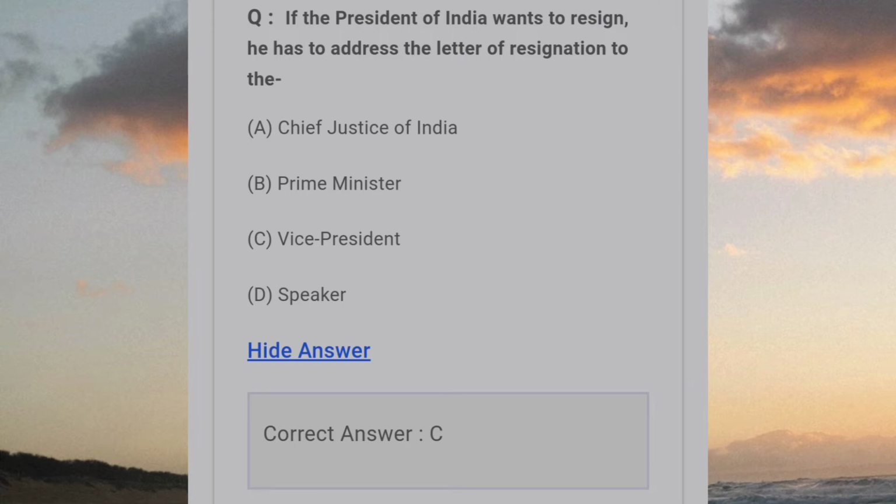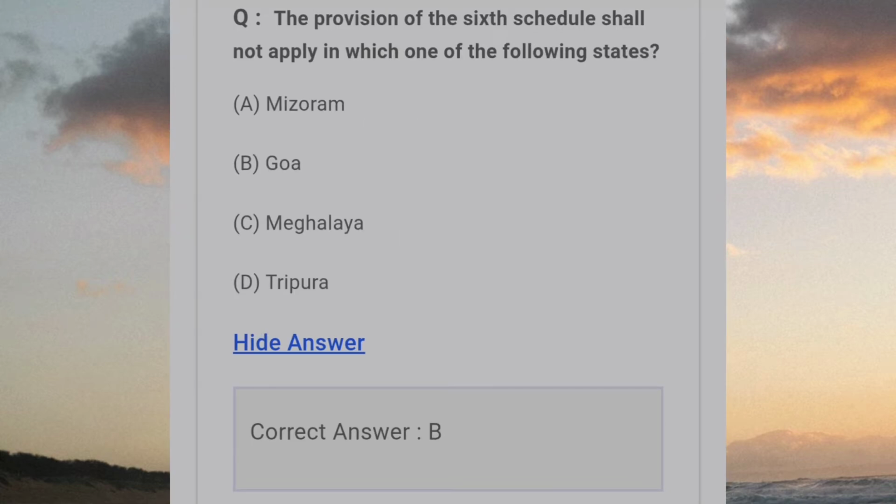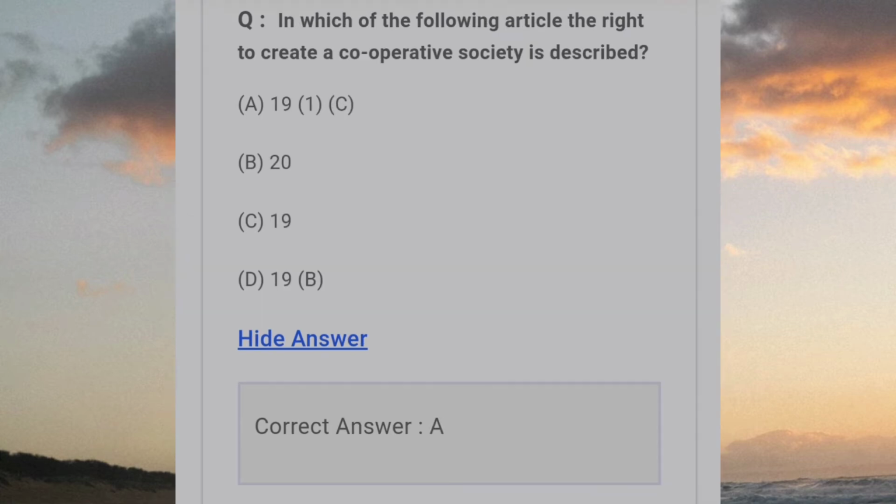If the President of India wants to resign, he has to address the letter of resignation to the? Answer C. Vice President. The provision of the 6th schedule shall not apply in which one of the following states? Answer B. Goa. In which of the following articles is the right to create a cooperative society described? Answer A. 19 AC.